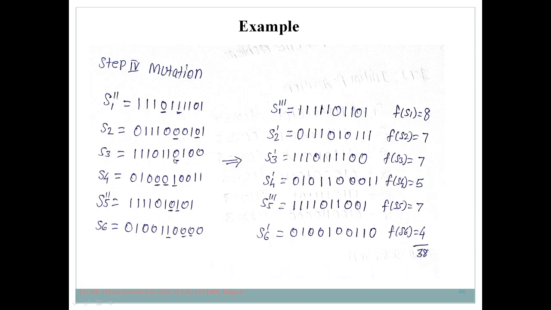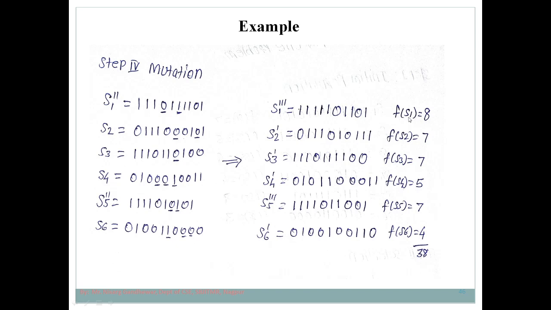Similarly in S3, I have replaced this 0 by 1 over here. Then in S4, I have selected a total of 3 bits for the flip. So these 2 zeros are replaced by 1, and this 1 is replaced by 0 over here. Then in S5 double dash, I have selected these 2 bits, this 0 and 1. So here 0 is replaced by 1 and 1 is replaced by 0. And similarly for S6, I got S6 dash. So this is how the final population is generated.